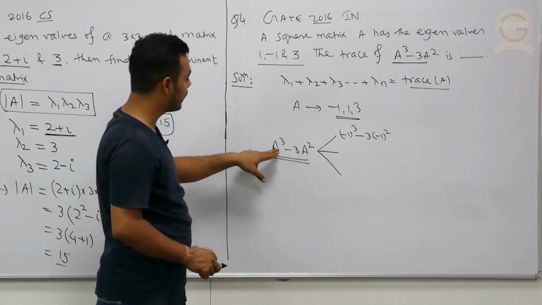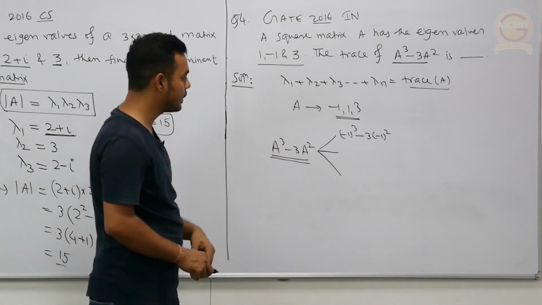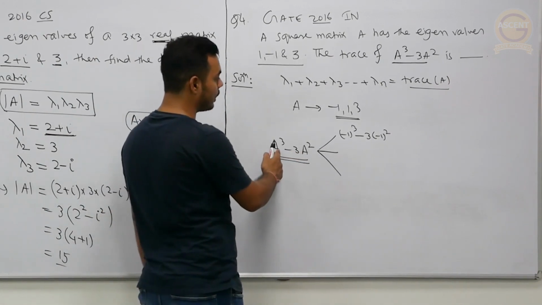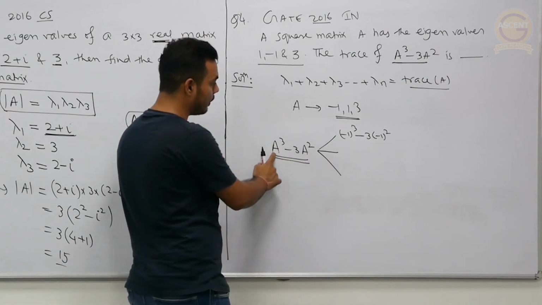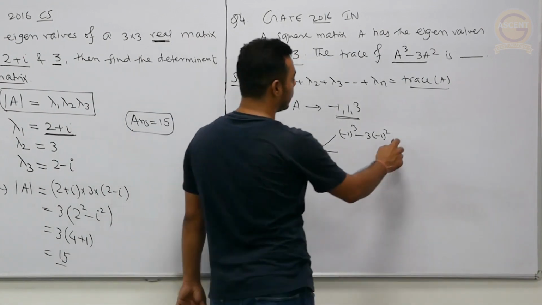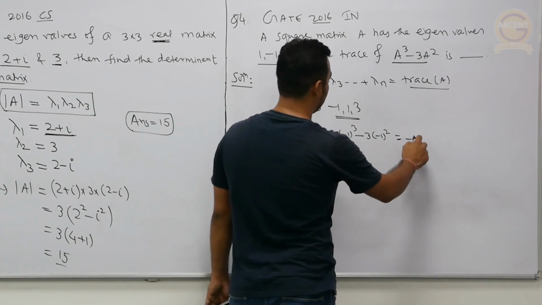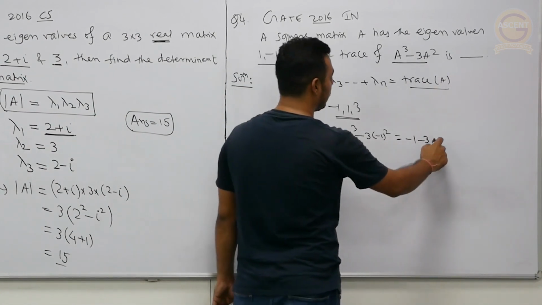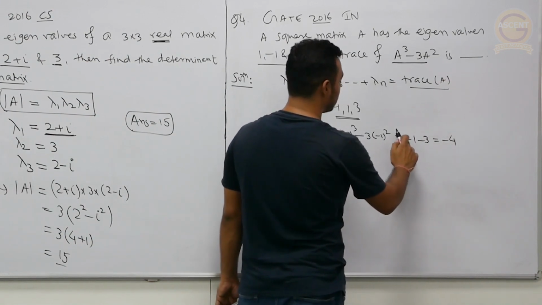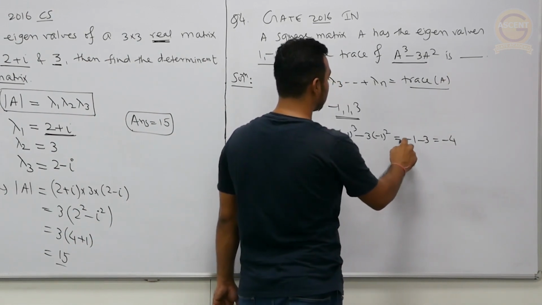Corresponding to minus 1, the eigenvalue of this matrix A cube minus 3A square will be minus 1 cube minus 3 into minus 1 square. Simply replace the matrix A by the eigenvalue minus 1. So this will be minus 1 minus 3, this will become plus 1. So finally you will get minus 4. So this is the eigenvalue corresponding to minus 1.